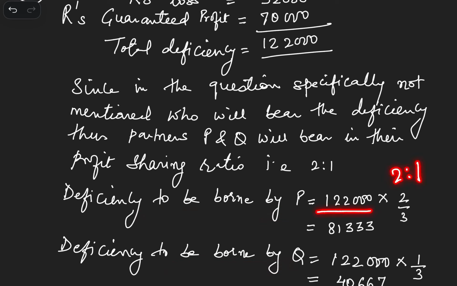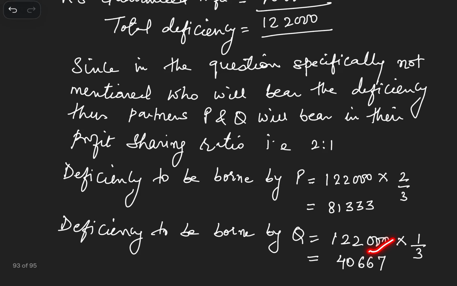So total deficiency 1,22,000 multiplied by 2 by 3 gives us 81,333. Then deficiency to be borne by Q comes out to be 1,22,000 multiplied by 1 by 3. That gives us 40,667.